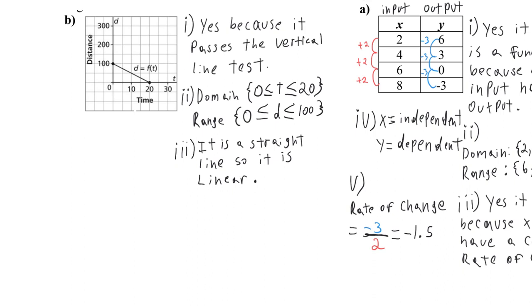And since we know all the x values are independent and all the y values are the dependent, in this case, for number 4, I'm going to say that the time, because that's what we're talking about here, time equals independent and distance equals the dependent.